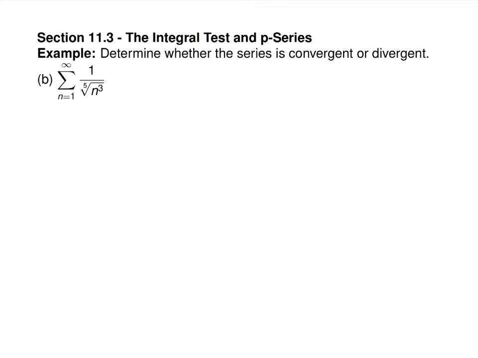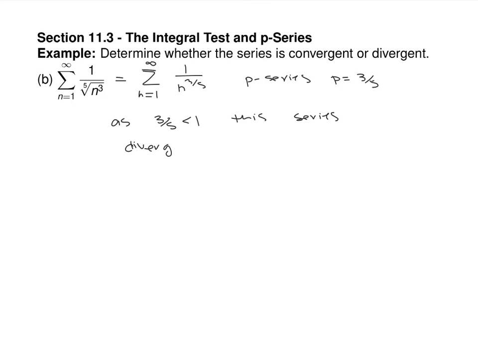One thing the integral test was used for was to prove when a p-series converges or diverges. And so this is an example of such a p-series. This is the sum from n equals 1 to infinity, 1 over n to the 3/5. And this is a p-series with p equal to 3/5. And as 3/5 is less than 1, this series diverges. But my point is if you forgot that about p-series, you could apply the integral test to prove that this series diverges.